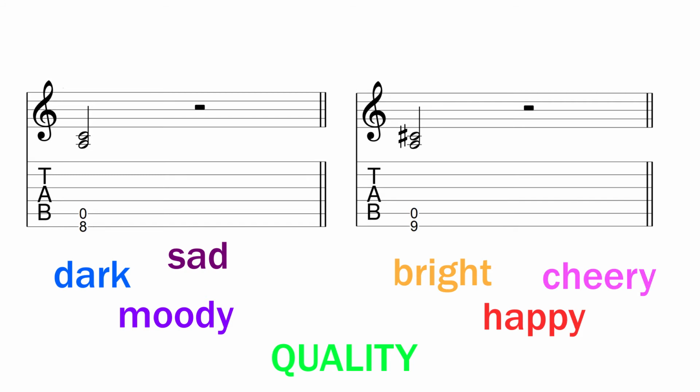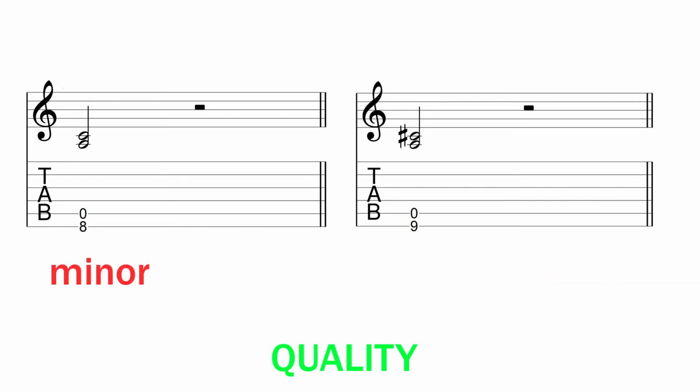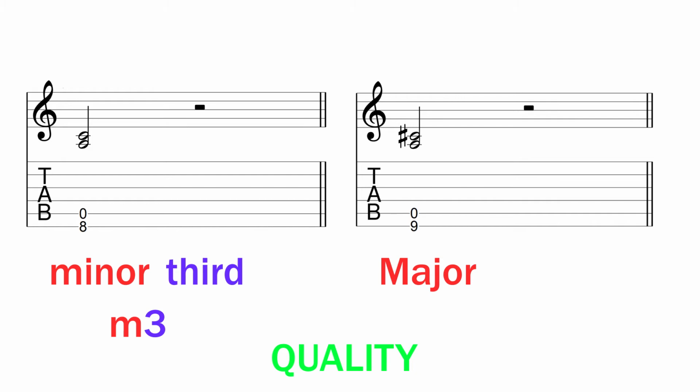The first example you heard, we say has a minor quality. The second example we say has a major quality. You might recognize these terms from major and minor chords or major and minor scales. So while both intervals are thirds, we separate them by their quality. The first interval you heard from A to C we call a minor third. The second example from A to C sharp we call a major third.